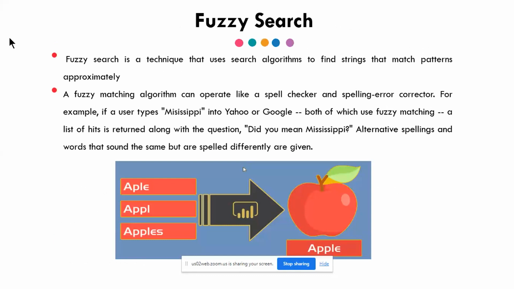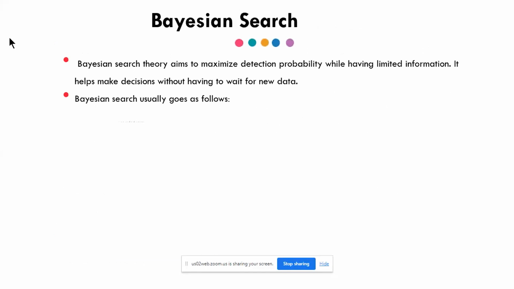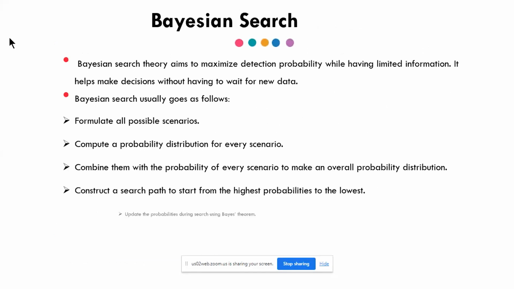Fuzzy search is nothing but where we use algorithms or strings to match patterns approximately. For example, if we type in Google in a wrong way, we still get some predictive results in the right way. That is nothing but a fuzzy matching algorithm. This is a spell checker and spell error detector that gives us predictive results. Here we are using fuzzy search and Bayesian search in this IF-based algorithm. Bayesian search gives deduction using a probability mechanism, and we get the exact results.